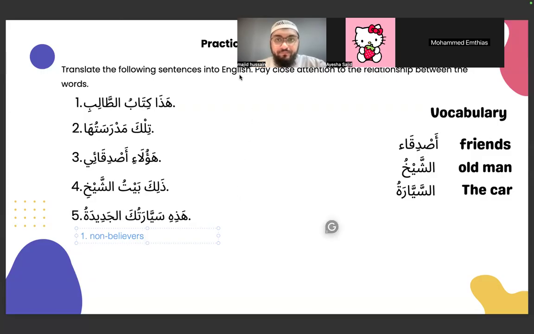Okay. And tilka denotes feminine. Madrasatuha also denotes feminine. But then this is a school or this is a madrasa. So now go to pronouns and see the letter ha. Now madrasatuha, this is a technical one. I'll leave you and see how you can figure it out. I want you to figure it out yourself, so then you will be able to do this.